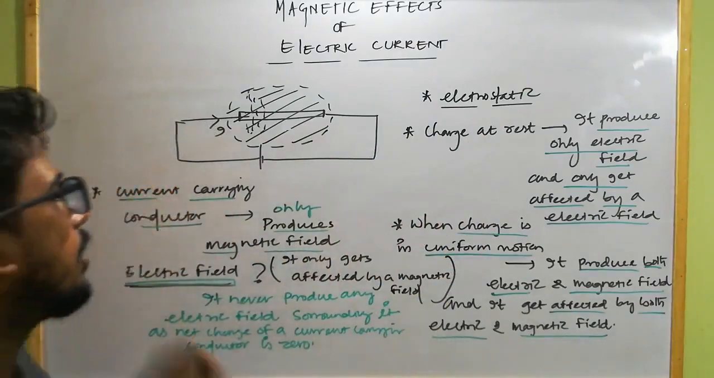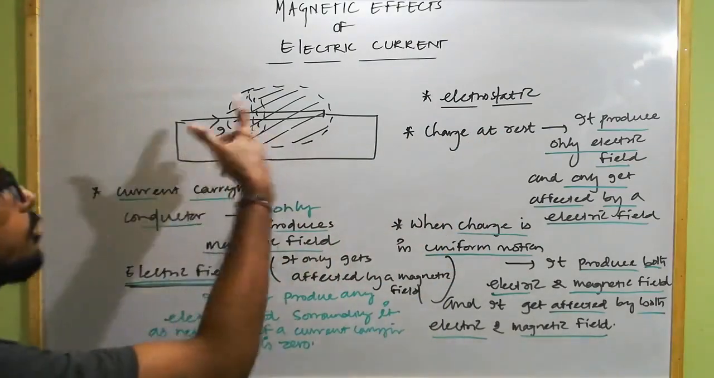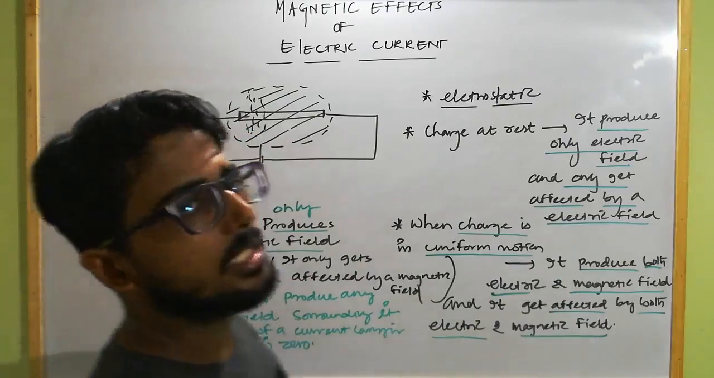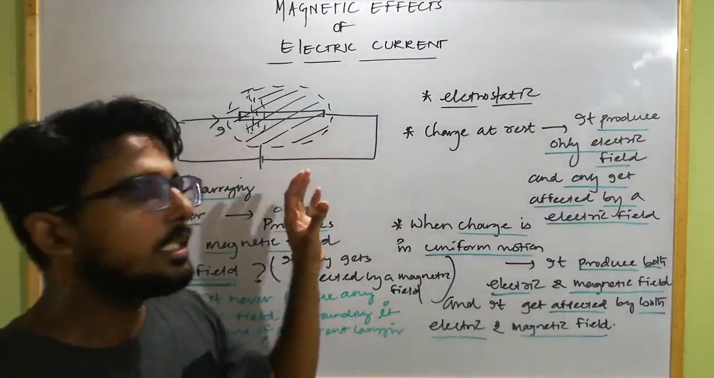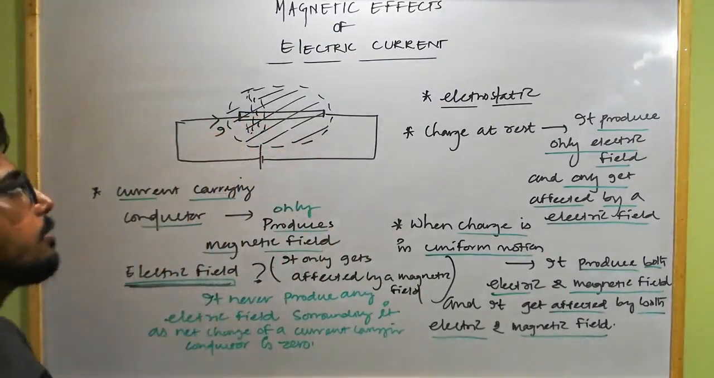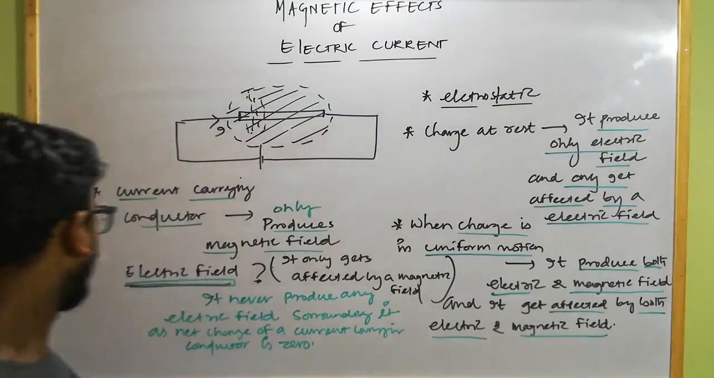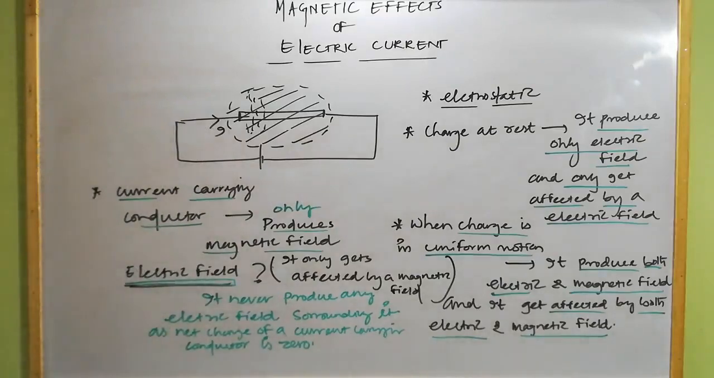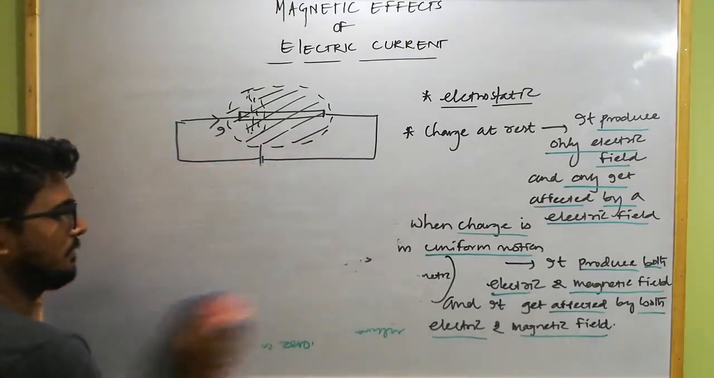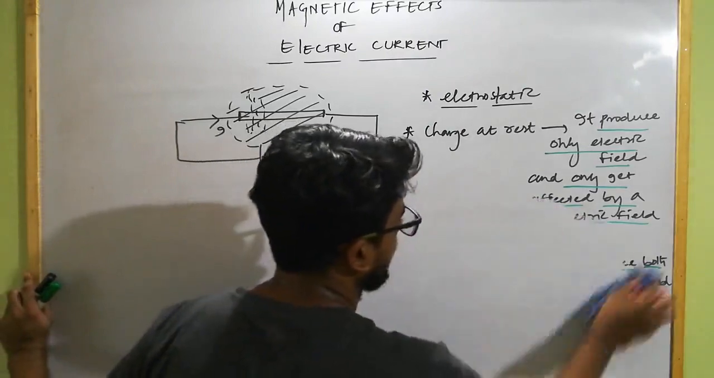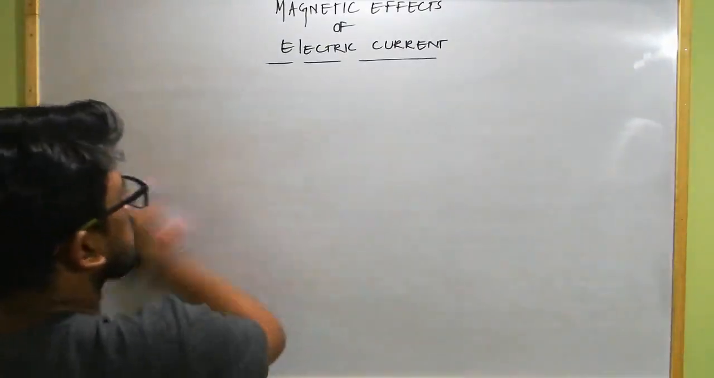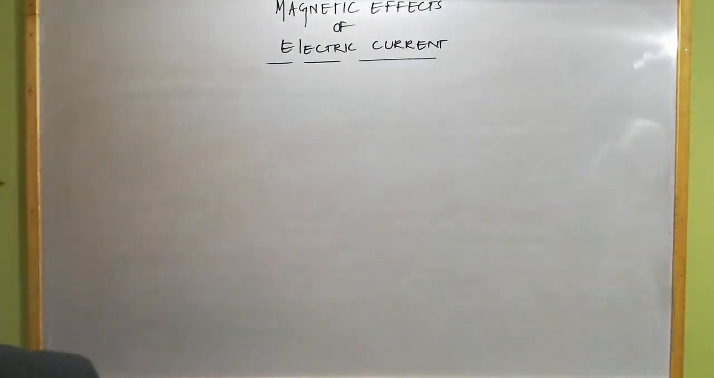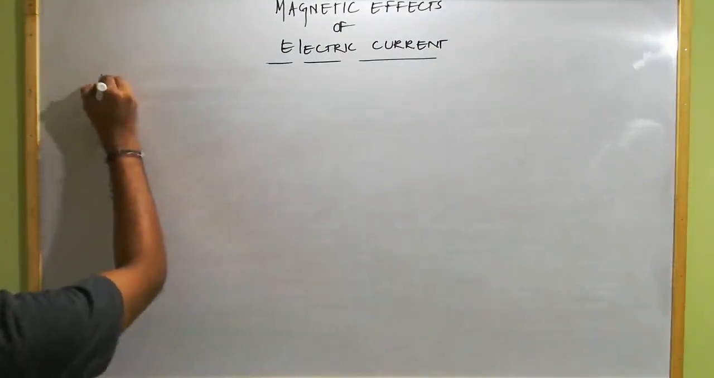So now let us discuss, as the current carrying conductor produces a magnetic field surrounding it, what will be the strength at any point near the current carrying conductor due to the current flowing through it? For that we have a law which is known as Biot-Savart's law. So now let us discuss Biot-Savart's law. What is Biot-Savart's law?